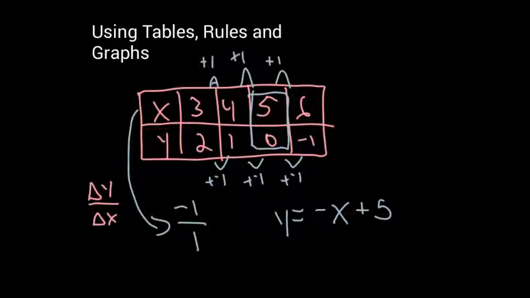You could also see this rewritten as y equals 5 minus x. That's not the normal way it should be written, but you can always switch those terms and you'd get the same result. So 5 minus 5 is 0, 5 minus 6 is negative 1, 5 minus 3 is 2, so it works for those.